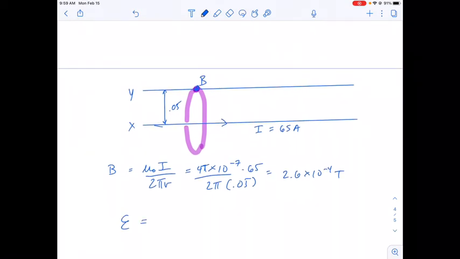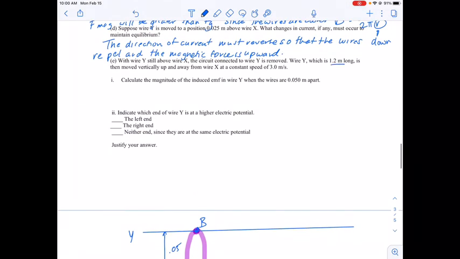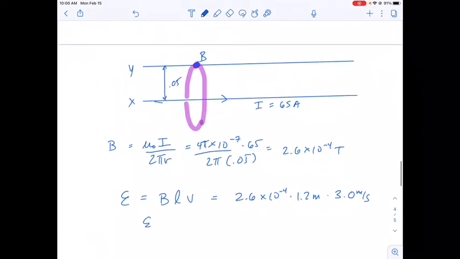Then to get the induced EMF, the induced EMF is equal to BLV. So this is the formula for the induced EMF in a wire moving in a magnetic field. So that's going to be 2.6 times 10 to the negative 4th times the length of the wire, 1.2 meters, times the speed, which is 3 meters per second. So all of that was given here. And when we compute that, we get 9.36 times 10 to the negative 4th volts.